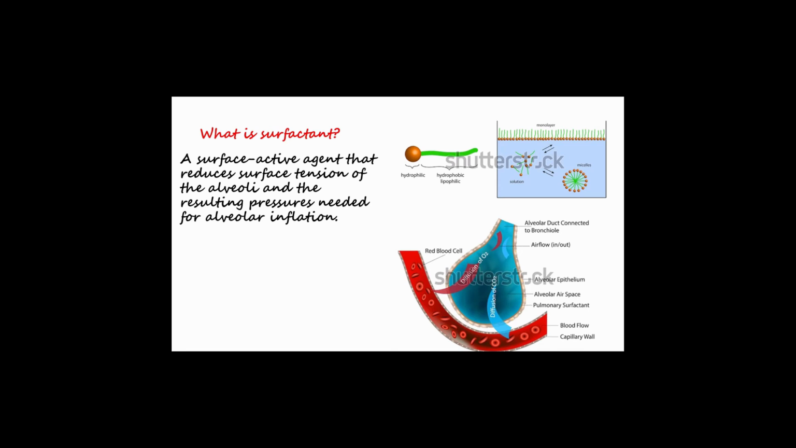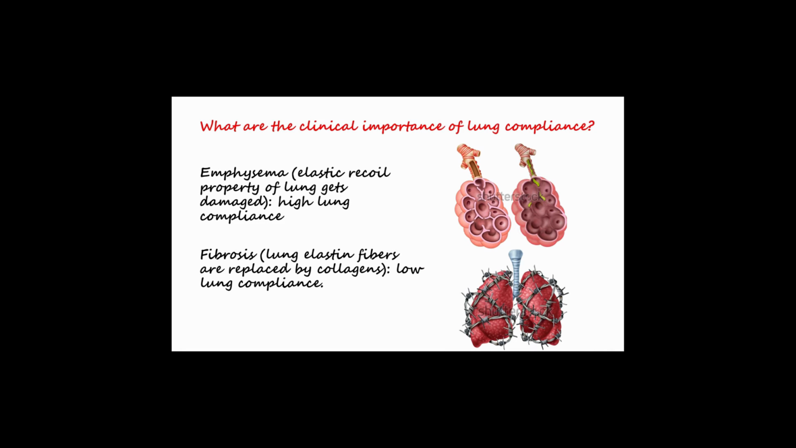What is the clinical importance of lung compliance? Certain pulmonary diseases can influence changes in lung compliance. In emphysema, the elastic recoil property of the lung gets damaged. Because of poor elastic recoil, such patients have high lung compliance. Their alveolar sacs contain a high residual volume. In pulmonary fibrosis, lung elastin fibers are replaced by collagens, which are less elastic and decrease the compliance of the lung.